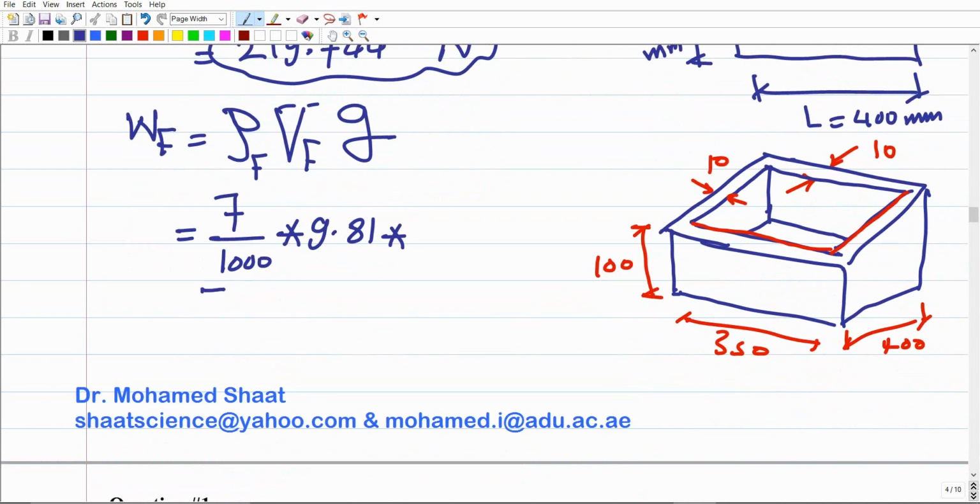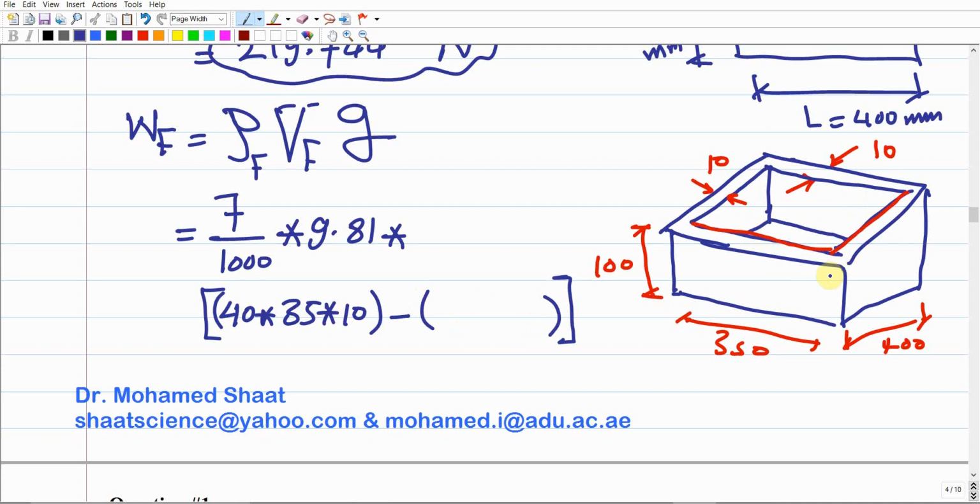The volume of the flask, as we mentioned, should be a subtraction. It will be the external volume, which is going to be 40 times 35 times 10. Here I converted all the dimensions into centimeters. They were given in millimeters. Negative. So this is the external volume, negative the internal volume.